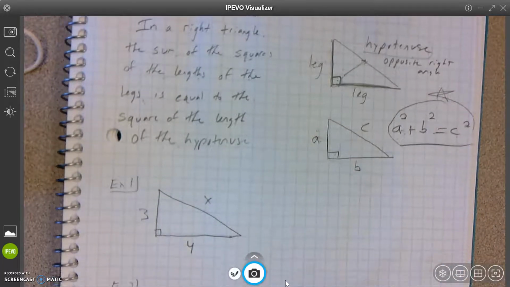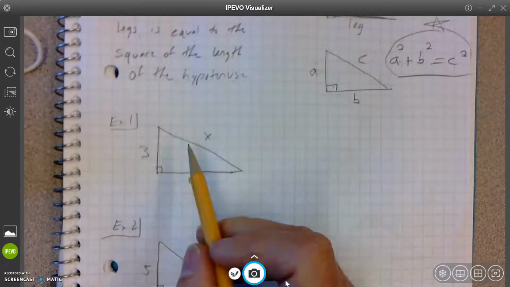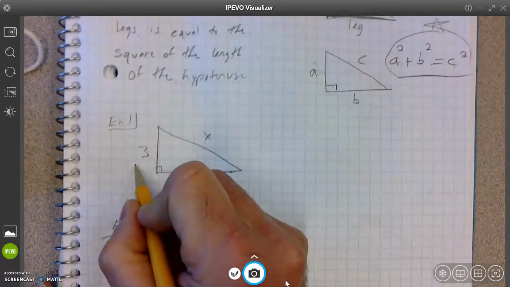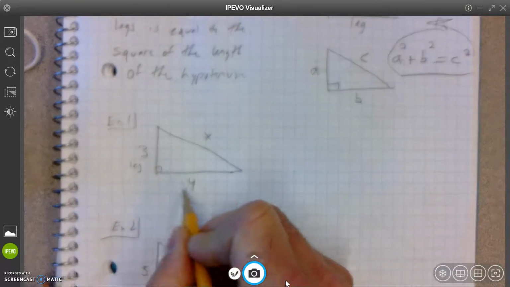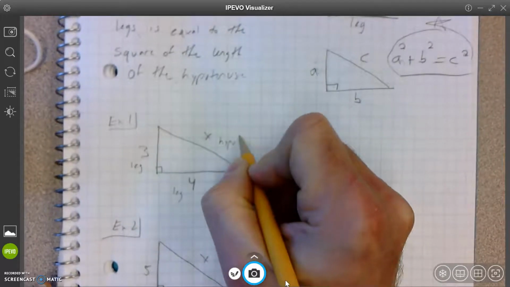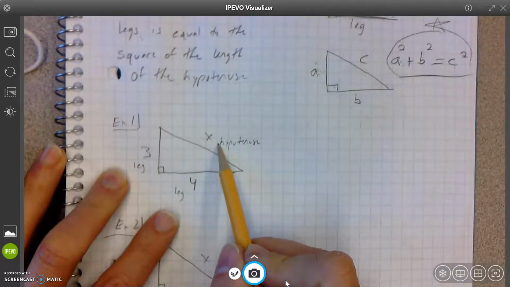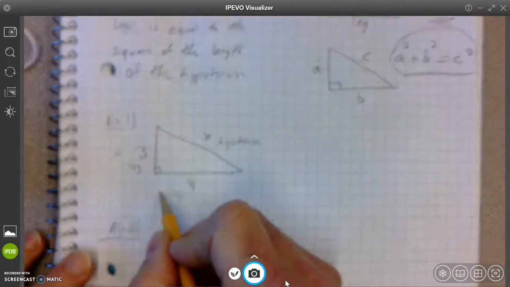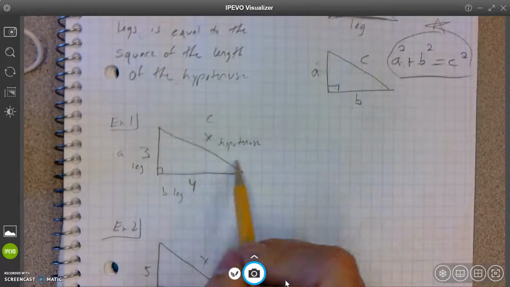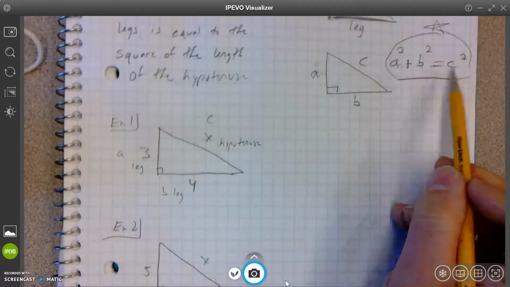Okay, so what does that mean? Well, let's look here. Example 1, write that down. Copy it down. Okay, so the first thing you do whenever you see this, you have to identify what the parts are. So this is a leg. This is a leg. And what's this side? Yeah, this is the hypotenuse. So leg and leg, so these are A and B, and this is going to be C. So if you want to put A, B, C next to it, you want to do that too. Any sort of annotations are really, really helpful for these. So we know that A squared plus B squared equals C squared.